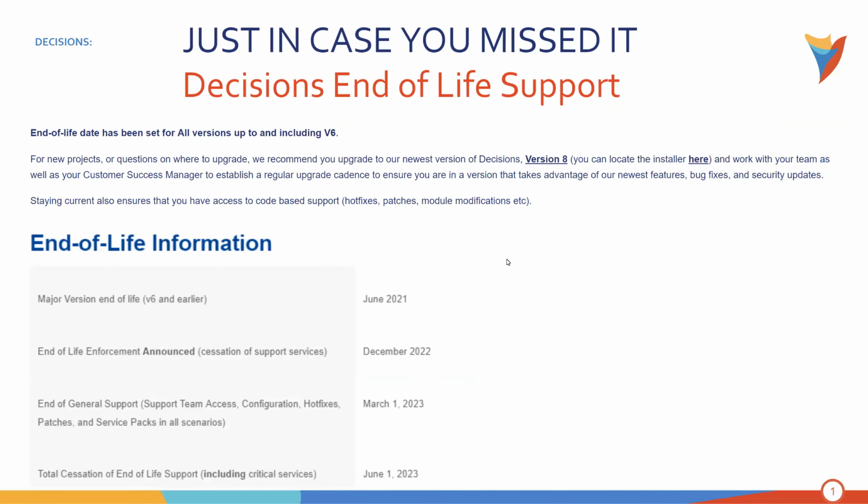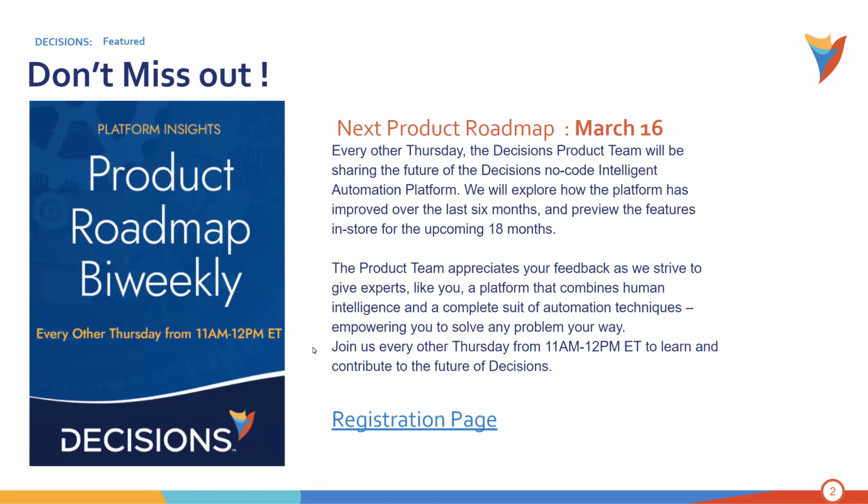In case we missed it, here are some end of life announcements, especially for version 6. V6 will be hitting end of life very shortly, on June 1st, 2023. And the next product roadmap date will be in March. Oh, that has already passed.